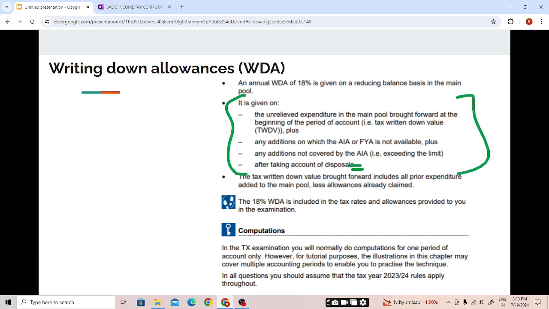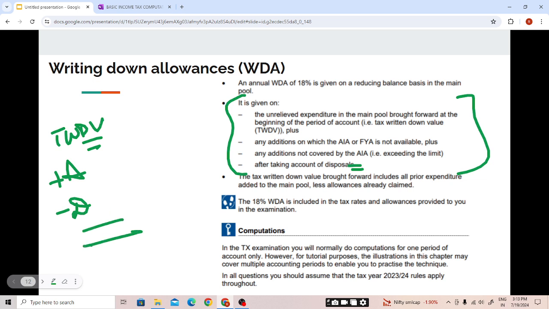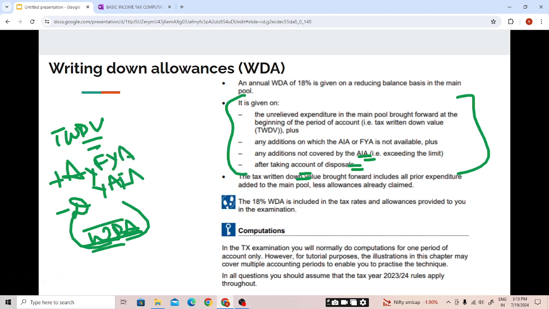So this, student, is important, that is tax written down value plus addition less disposal, then we'll be getting the reducing value. On this we will be calculating the WDA. On this value we will be calculating WDA after taking account of the disposal, any addition not covered by the AIA. So the WDA will be provided on the additions which are not qualifying for FIA and AIA, because these are the types of allowance we have already claimed. We can't further claim written down allowance, we already claimed the allowance.